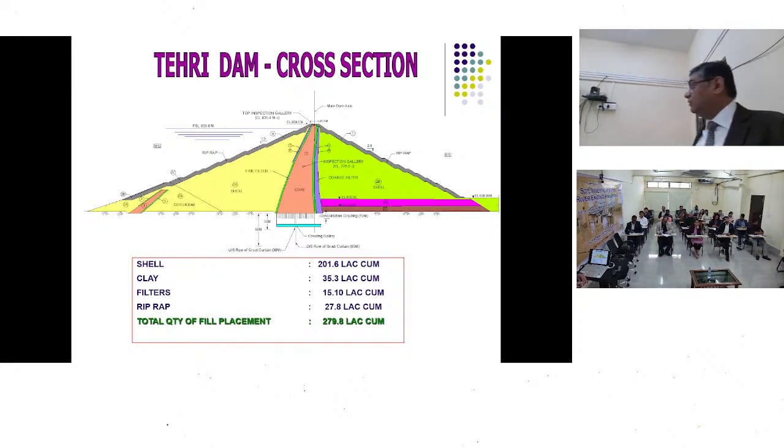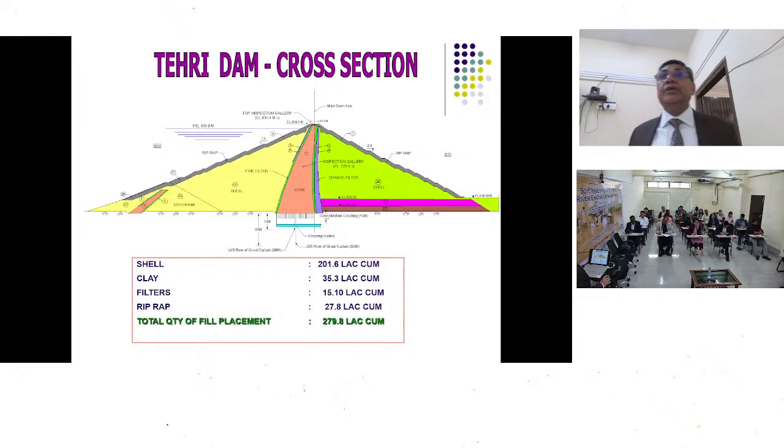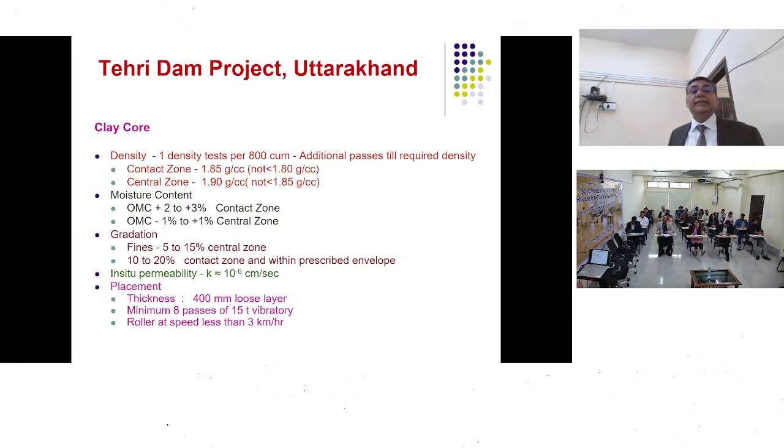Now as quality control, what do we have to look into? We have to look into the clay core, the fine and coarse filter, the shell material and the riprap. And what are the quantities we are talking of? 200 lakh cubic meter of shell material, 35 lakh cubic meter of clay core, 15 lakh cubic meter of filters, around 30 lakh cubic meter of riprap. So you can understand the dimensions we are talking about.